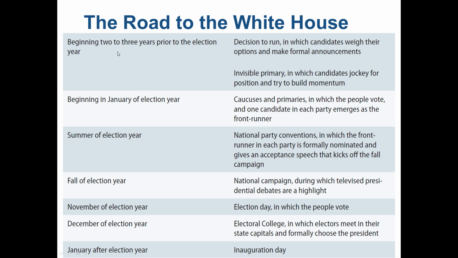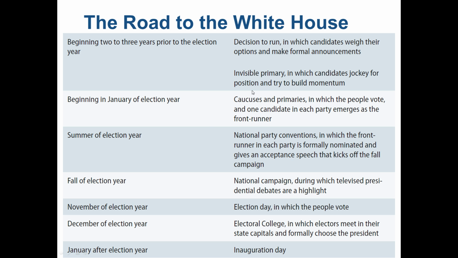So starting anywhere from around 2 years out, you'll have candidates begin what's known as the invisible primary, and this is the portion before the official beginning where people start voting in actual primary elections, beginning in sometimes late January, sometimes early February of a given election year. So during this period when candidates are announcing, this can be really important for garnering momentum. So all these other steps we're going to be talking about follow that stage.